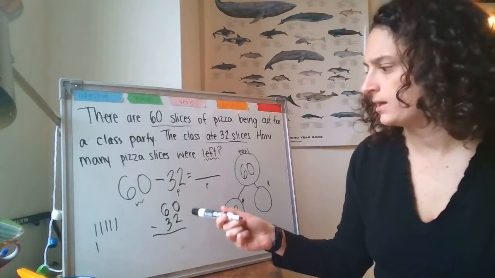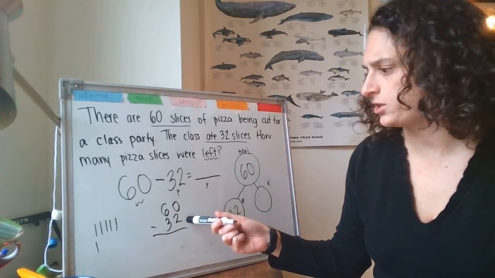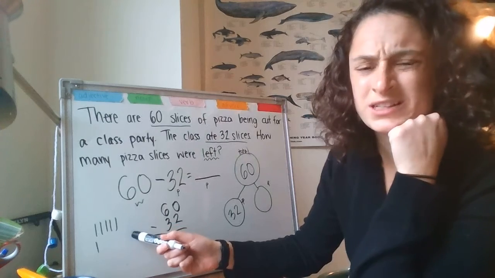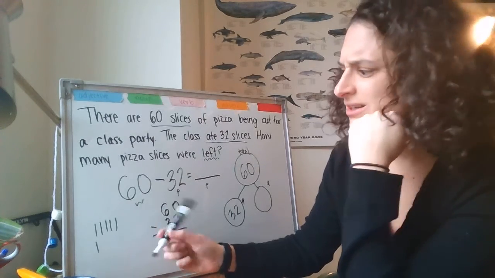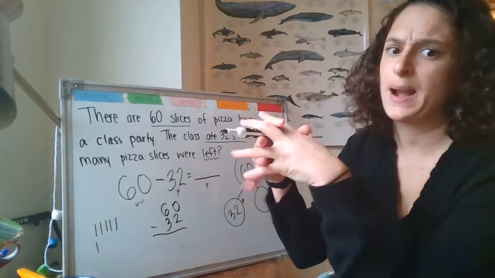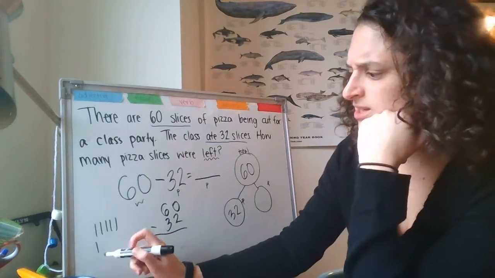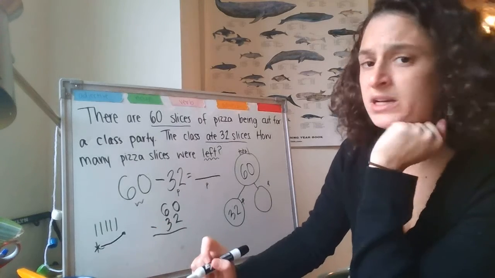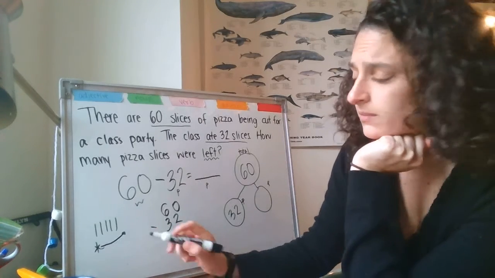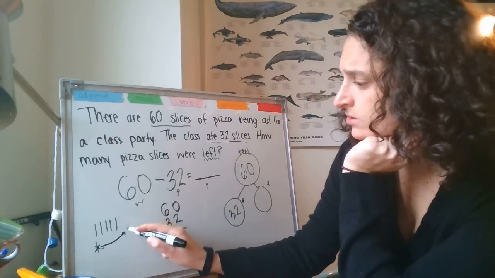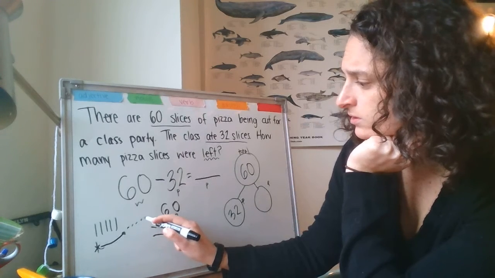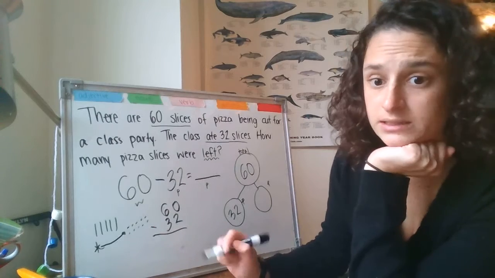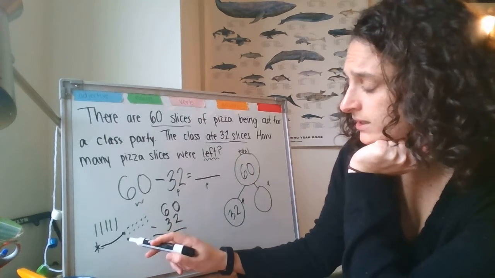All right, so 0 take away 2. 0 ones take away 2 ones. Do I have any ones here to even take away? No, that means I've got to unbundle. So I'm going to take apart this 10. And how many ones are in 1 ten? 10 ones, 1, 2, 3, 4, 5, 6, 7, 8, 9, 10. 10 ones are in 1 ten.